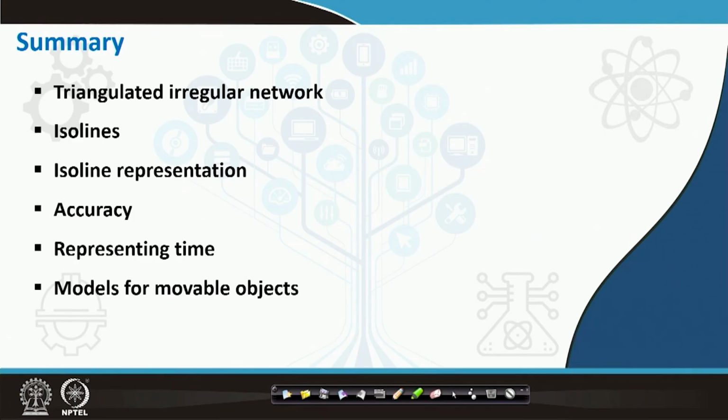Then we looked at isolines. We spoke about how isolines are connected. Isolines are connected based on the same representation values or the same elevations in that region. Isolines, as I said, should not crisscross each other. Isolines are also called contours. That is what we have understood. We have also seen how the isolines can be represented. Then we looked at the advantages and disadvantages of isolines.